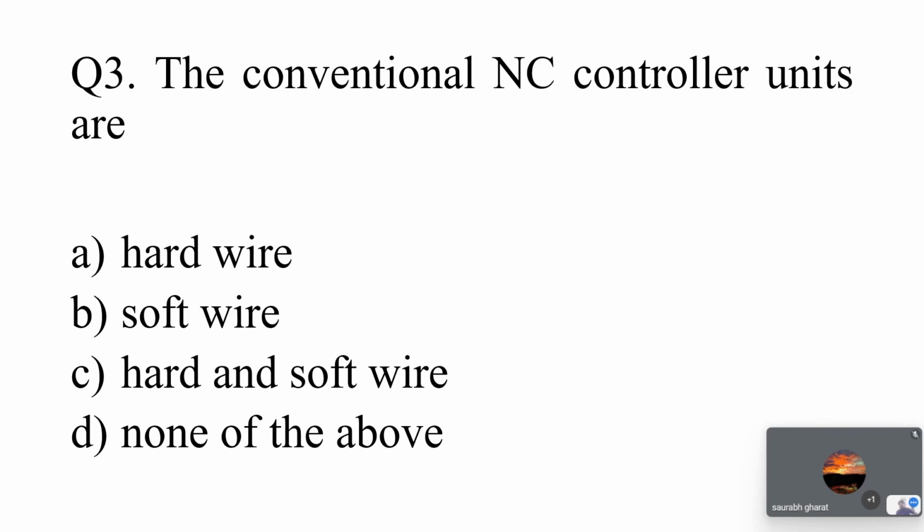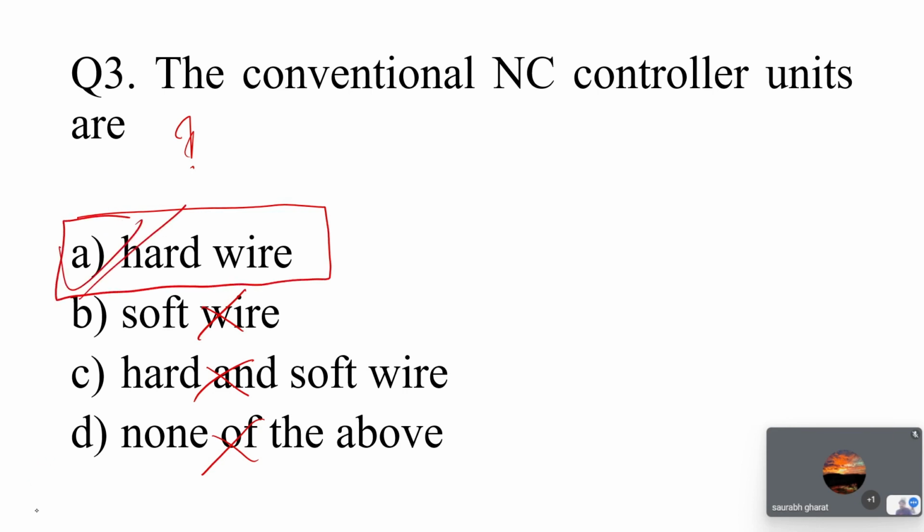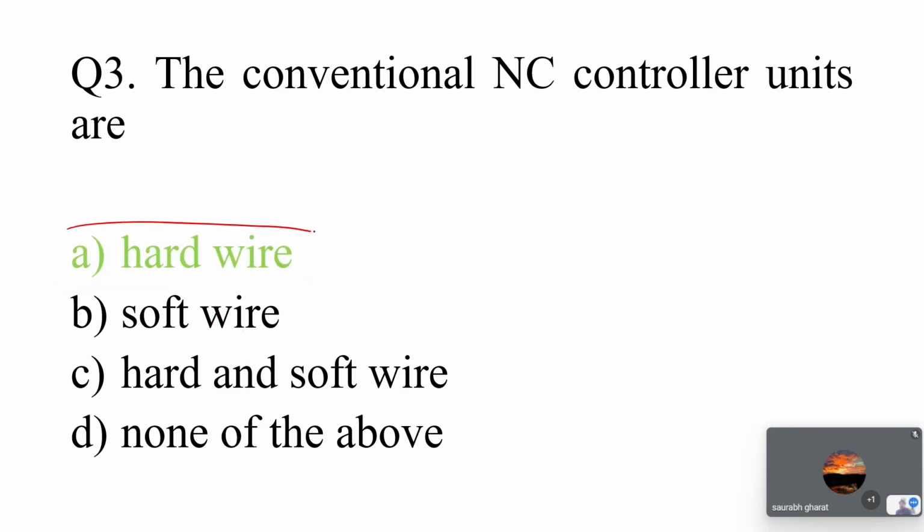Okay, so the conventional NC control units are, we are asking the question. It is hardware, software, hardware and software both, none of them. None of them is the wrong answer. Hardware and software both is not possible. Software is again the wrong answer. So only the hardware is the correct answer. So that is your correct answer. Next question for you.